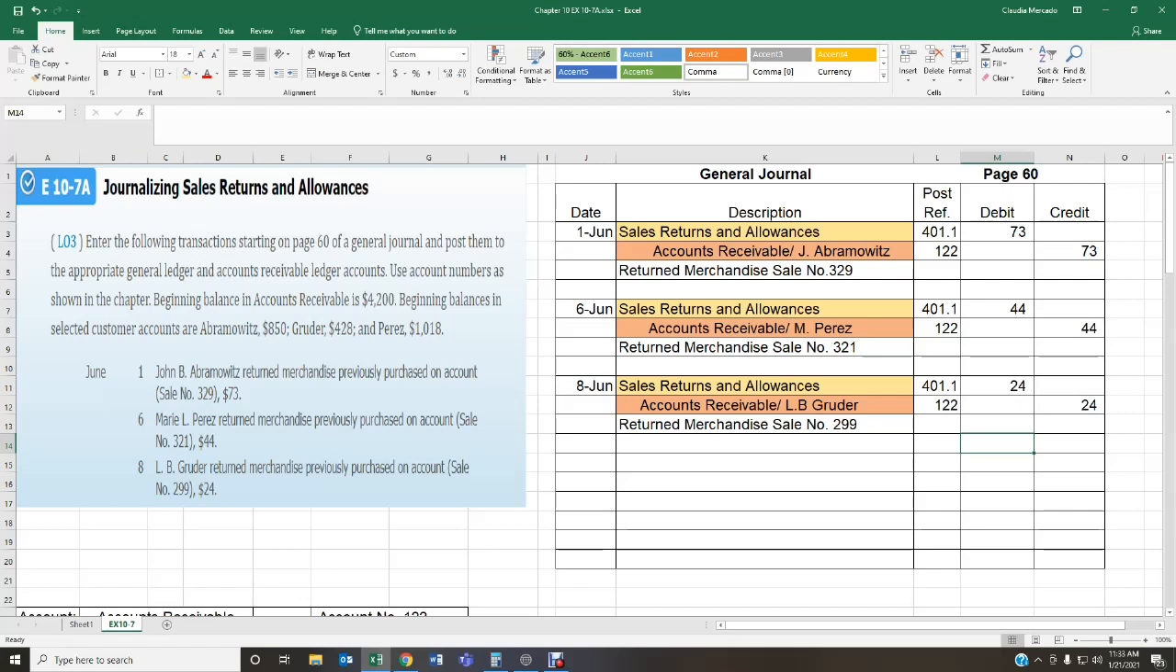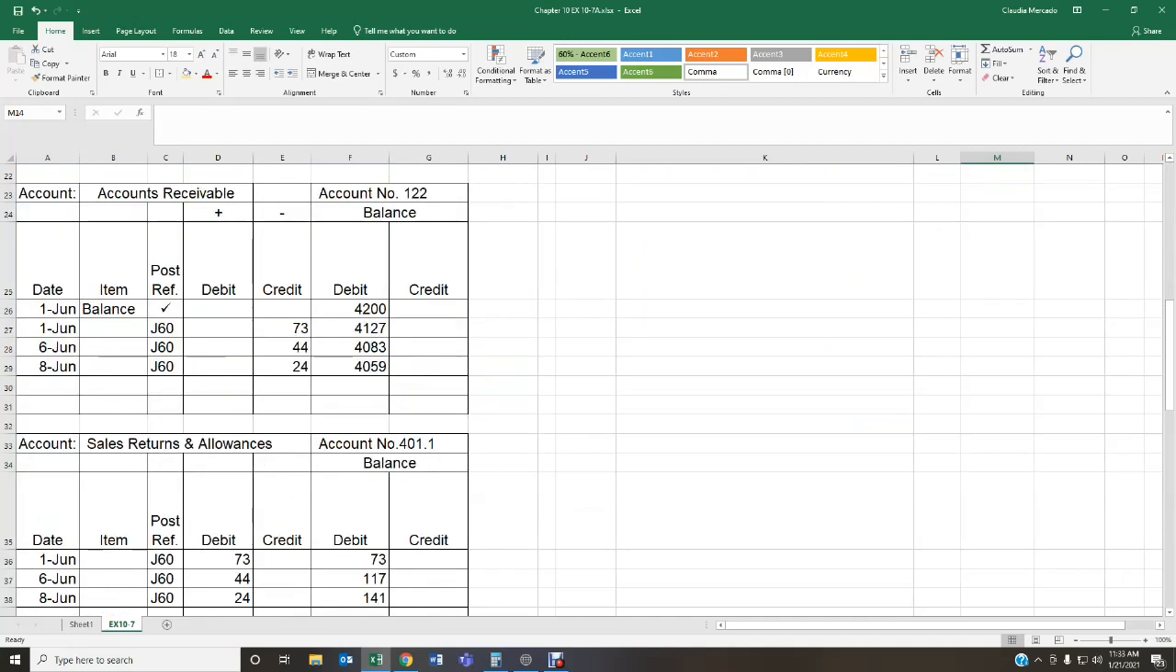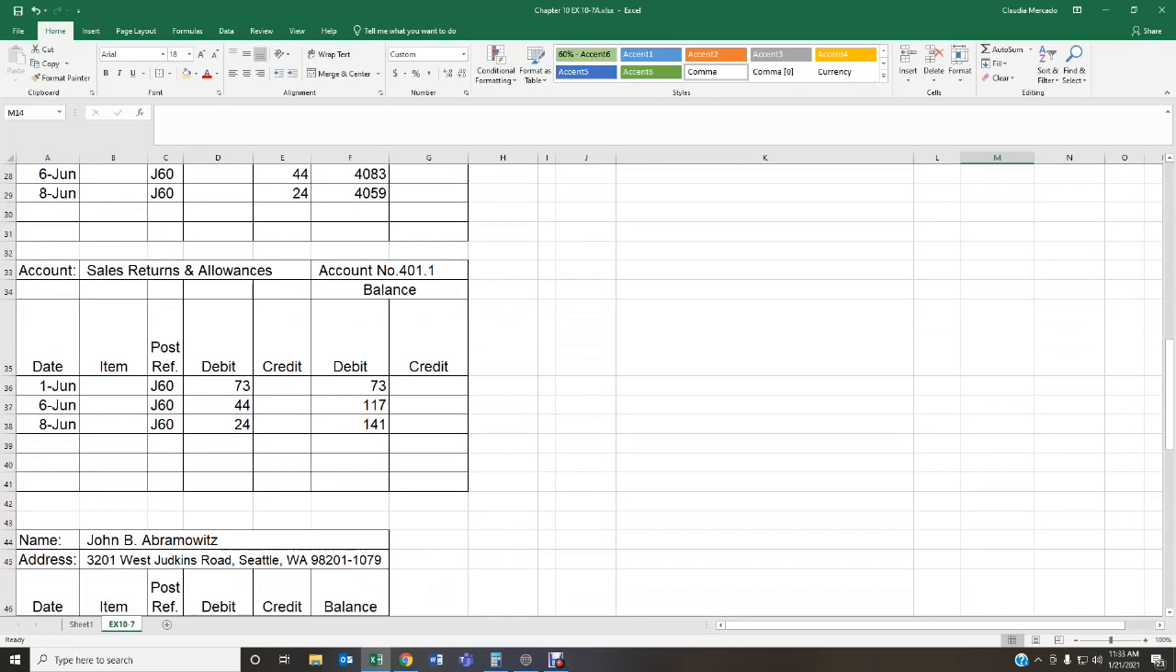Okay, so on your general journal, on your post reference column, you enter your general ledger number. On your general ledger, for your post reference, you're going to enter the journal page number. Okay, and these are your ending balances for each of the accounts. Okay, so that is requirement 2.